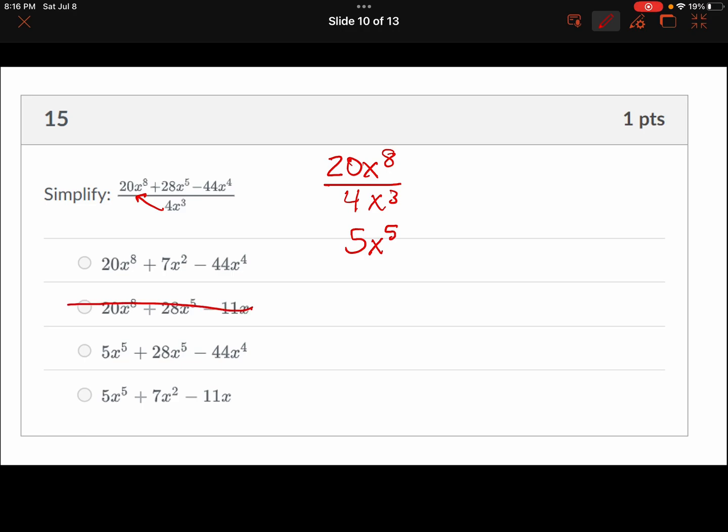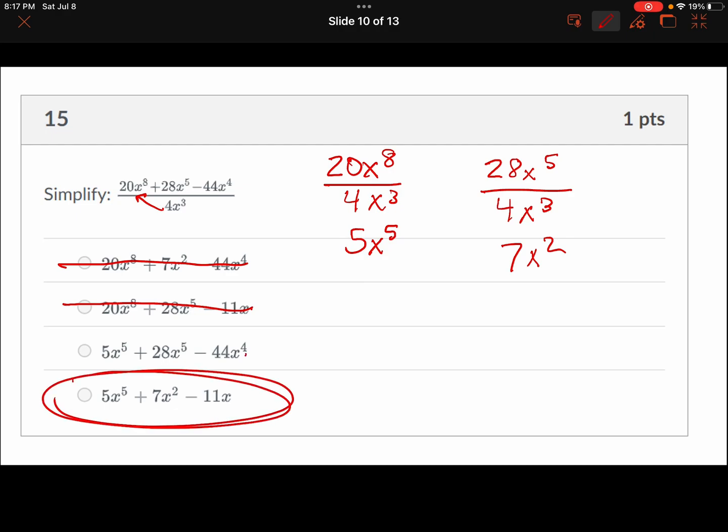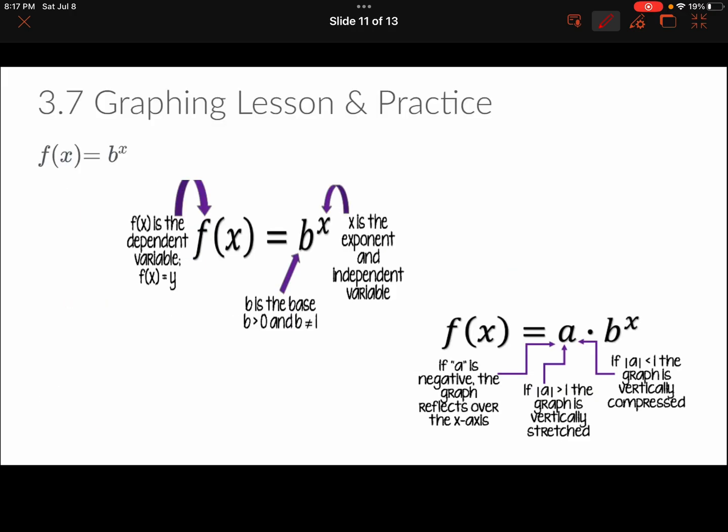So that means this one's gone. This one's gone. Then I'm going to have 28x to the 5th over 4x to the third, which is going to give me 7x squared, which means this one has to be the right answer, not this one. And you can confirm because 44 divided by 4 is 11, would be a negative 11x.